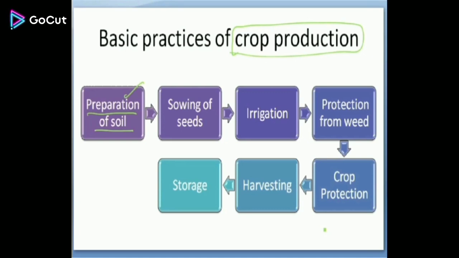So before we do anything, we start with the preparation of soil in such a way that the soil is able to support the plant by providing it with water, which is already there in the soil, and nutrients. We will study how we prepare a soil in such a way that it can support the growth of a plant. Next, we are going to sow the seeds.